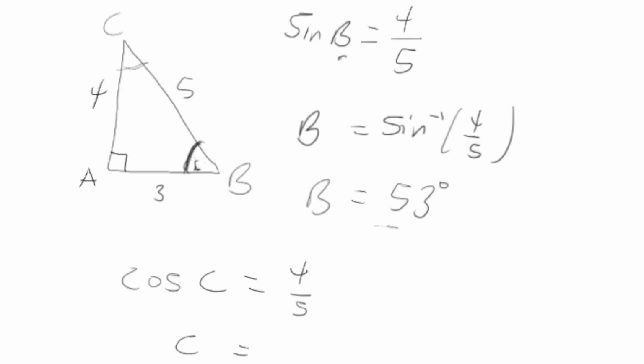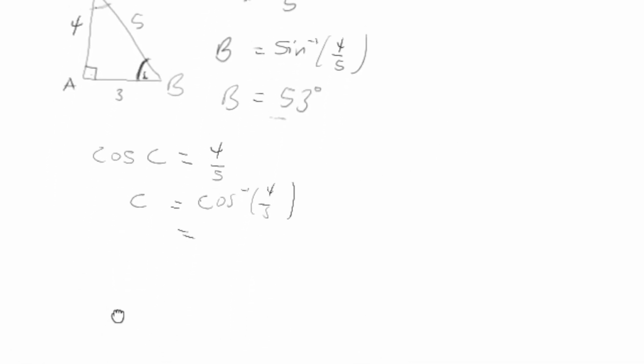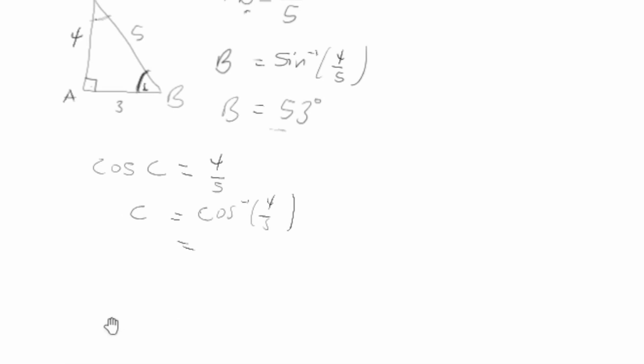So C is equal to cos inverse of 4 over 5. Just put it in your calculator, cos inverse of 4 over 5, and then see what you get. That will give you 37 degrees. I just round it to the nearest whole number. So C is 37 degrees.